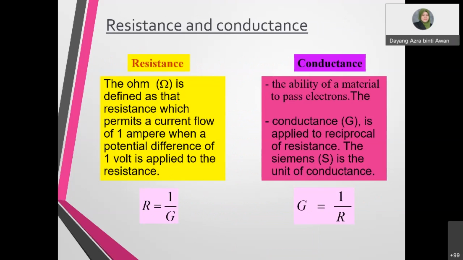And then we have a famous one, resistance and also conductance. So R is 1 over G and G is equal to 1 over R. The ohm is defined as the resistance which permits a current flow of 1 ampere when a potential difference of 1 volt is applied to the resistance. While conductance is the vice versa of the resistance, and its value is given in Siemens, S.